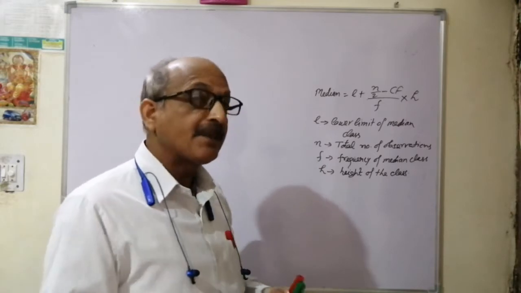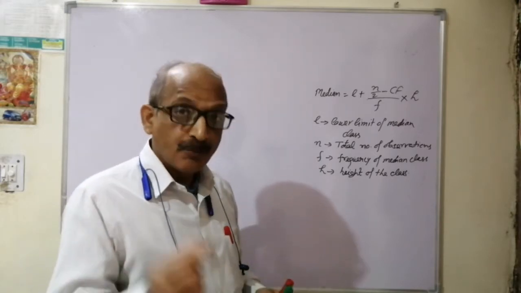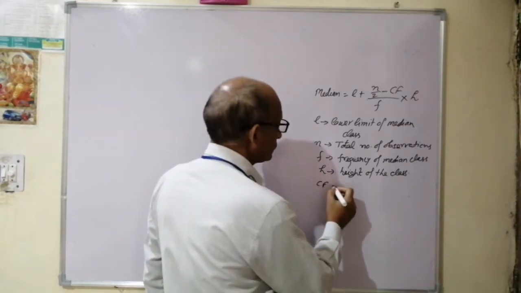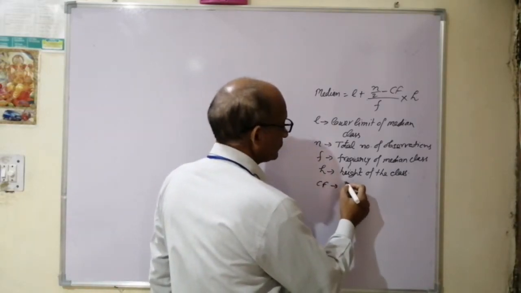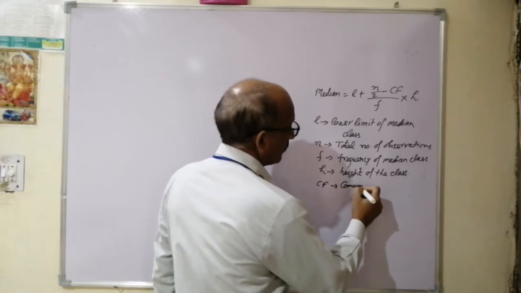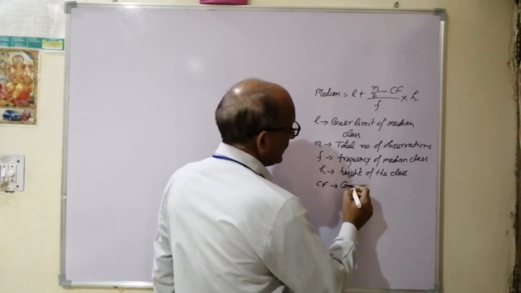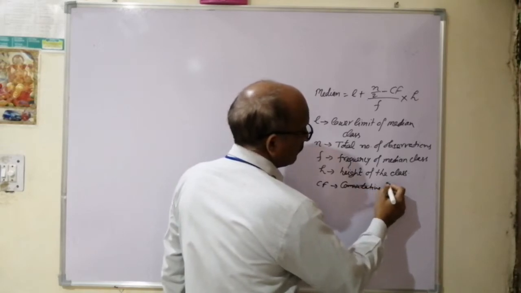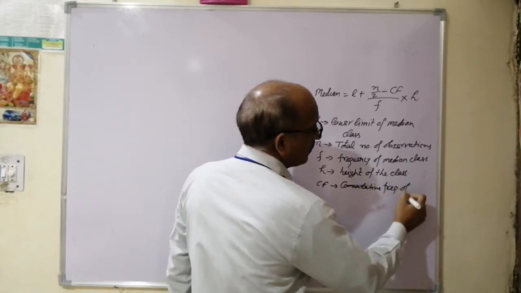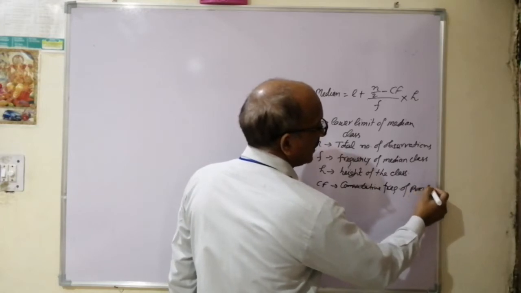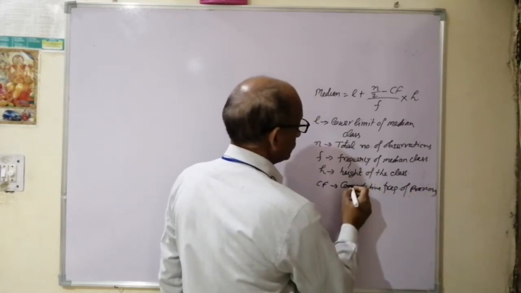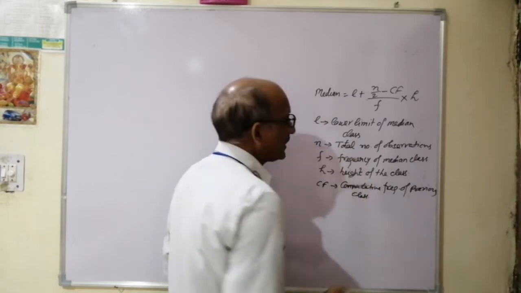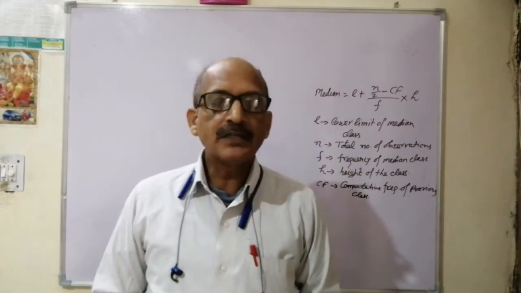CF is the cumulative frequency of the preceding class, that is, the previous class. That is to be kept in mind. Now we'll solve the question.